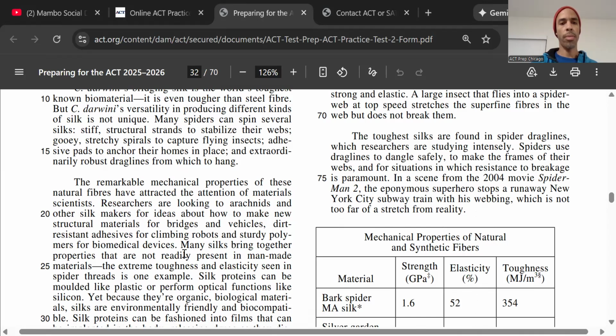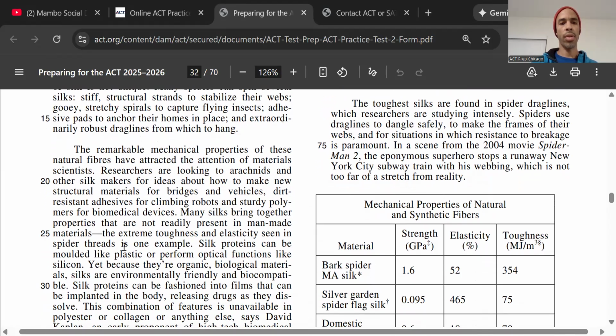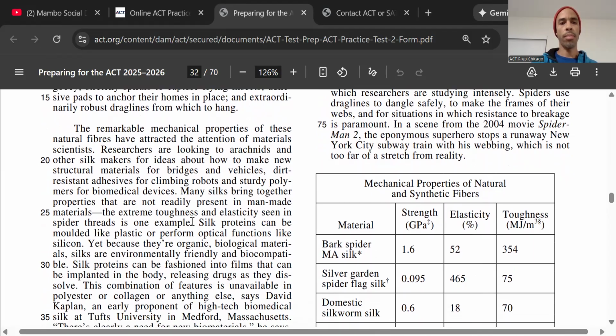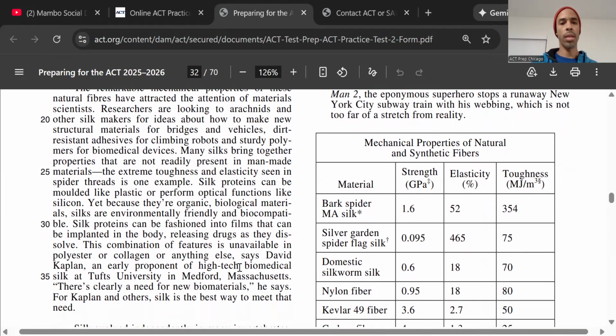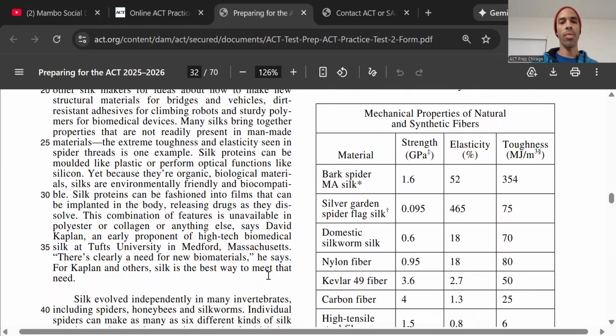Many silks bring together properties that are not present in man-made materials. The extreme toughness and elasticity seen in spider threads is one example. Silk proteins can be molded like plastic or perform optical functions like silicone. Yet, because they're organic biological materials, silks are environmentally friendly and biocompatible. Silk proteins can be fashioned into films that can be implanted in the body, releasing drugs as they dissolve. This combination of features is unavailable in polyester or collagen or anything else, says David Kaplan, an early proponent of high-tech biomedical silk at Tufts University in Medford, Massachusetts. There's clearly a need for new biomaterials, he says. For Kaplan and others, silk is the best way to meet that need.